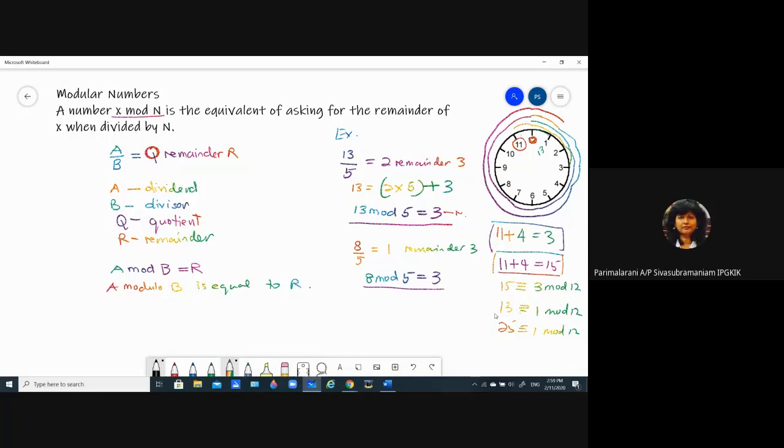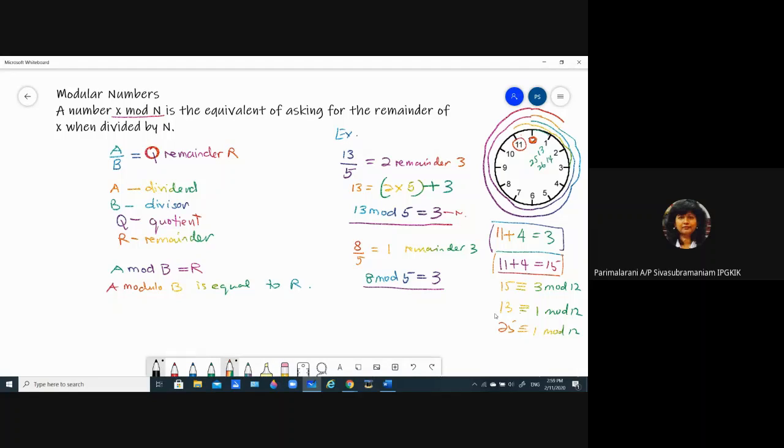It means that 25 divided by 12, the remainder is 1. Okay, so 7, 13, 25, they all tell the same time. 2, 14, 26, they all tell the same time. Okay, do you understand that?